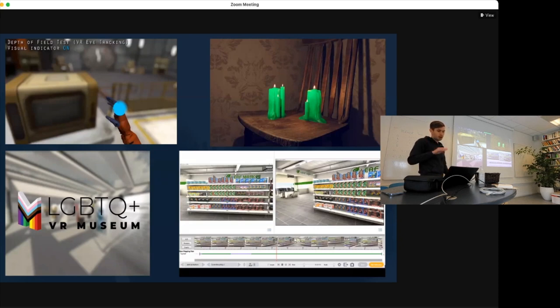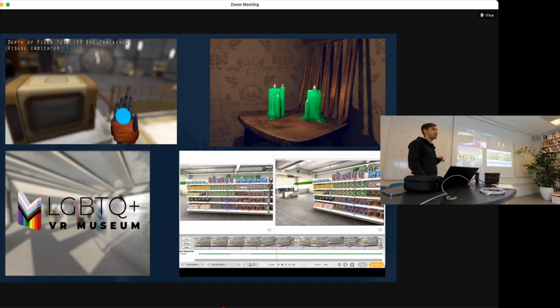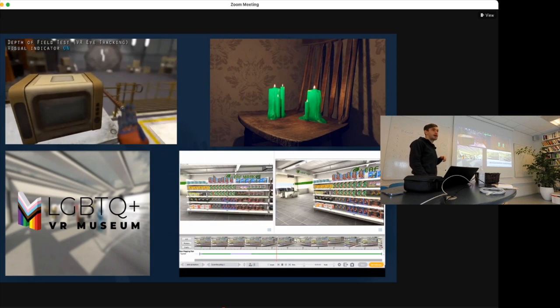I do all kinds of, as Matthias says, I wear a lot of different hats. Even though I'm a psychologist, I mostly work with tech these days and work with building games and different simulations. For instance, I have made a little simulation here that uses eye tracking in VR to recreate what happens to our eyes when they converge.